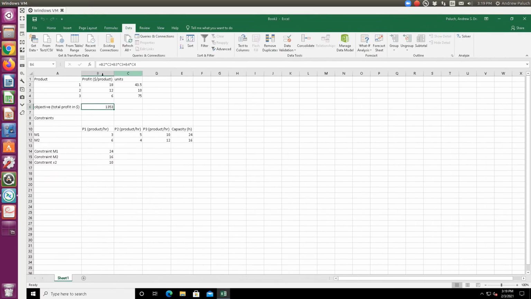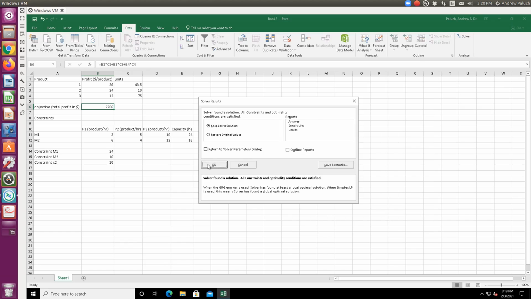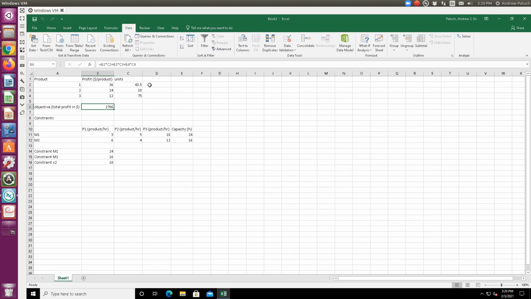So if I go back, what if I were to double all of the profits, right? What would happen? What if my profits were double? Okay, so what if this were 12? This would be 24, and this would be 36. Okay, so if I just doubled it, I would expect everything to remain the same. Okay, and I solve, and the number of products that it would make are exactly the same, right? It doesn't change anything. It just increases my total profit.